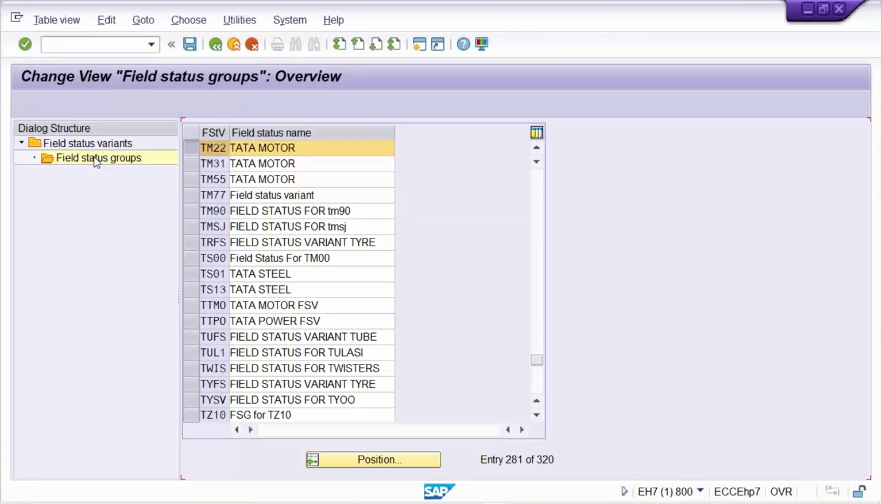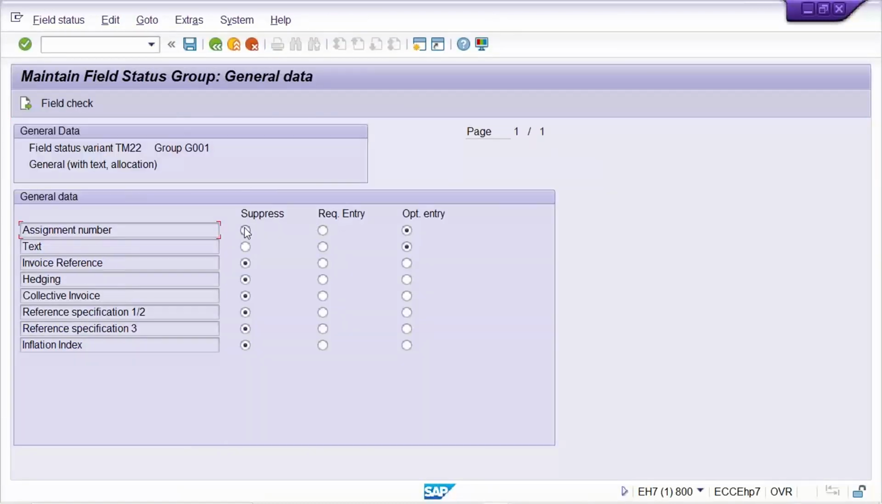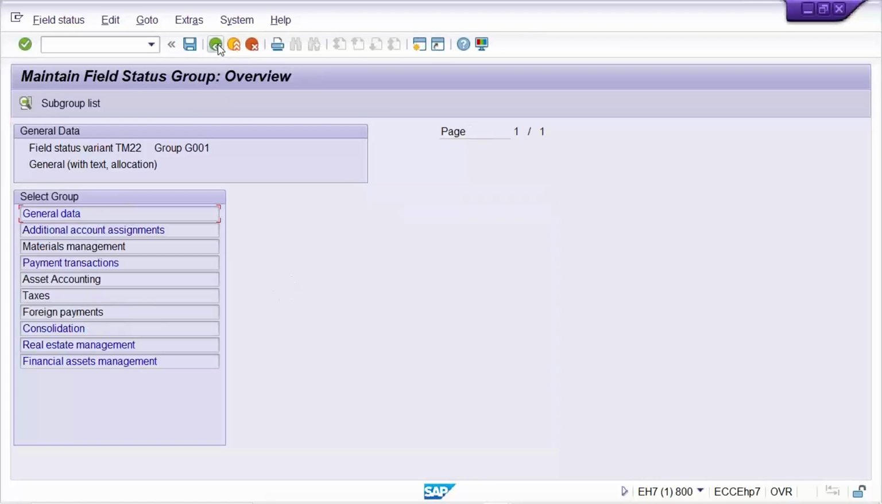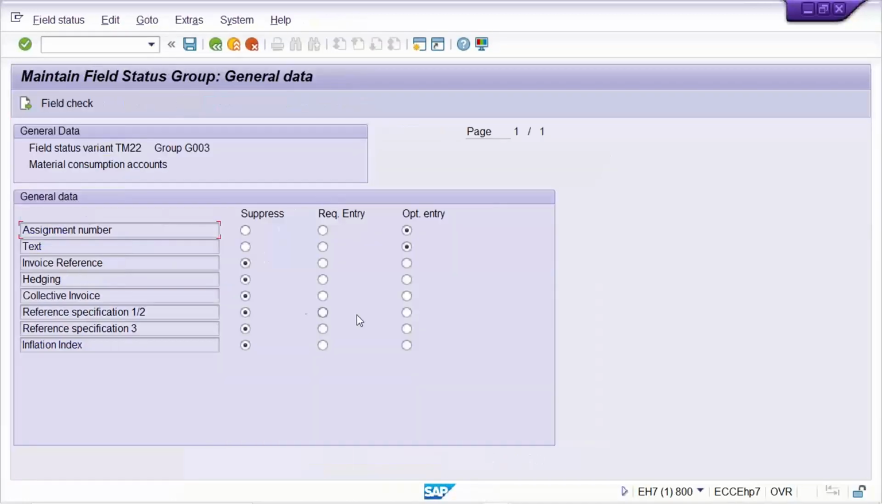Within the field status variant, we have multiple field status groups. Double click on G001. Look at here. Here are suppressed, required, optional against G001, and these are the fields. Again, in G003 also, you'll have the same. Here also, you'll have the same. So why are multiple field status groups there? Within the field status variant, it's the field status group which is going to control the fields. But the question is why are so many field status groups required? There is a logic behind this, but again, it is going to take time. So I'll explain this logic in the next session, guys. I'll stop the session here itself.